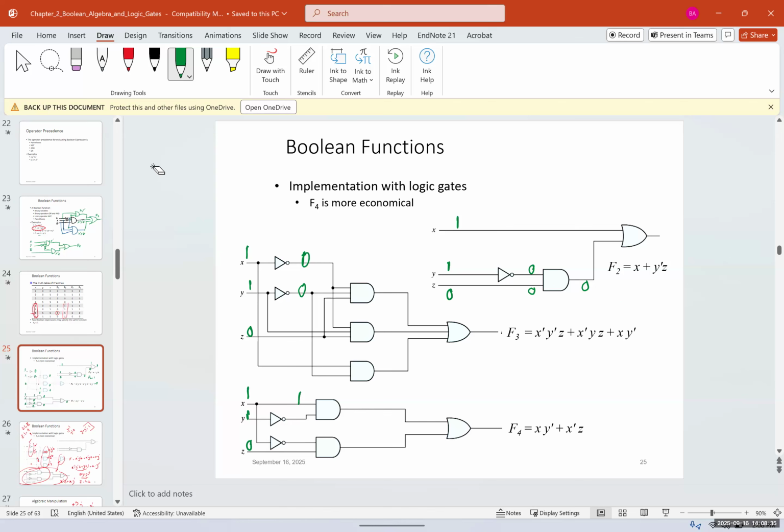Now I have another question. Can I simplify F3? And if I simplify it, what would the result be for F3? I want you to simplify F3 using Boolean algebra, the theorems and the postulates.